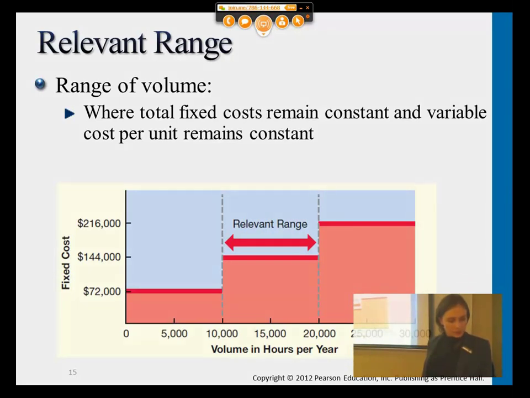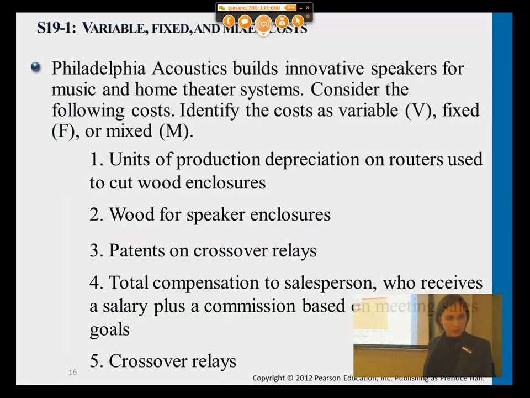Okay, so let's look at the example. I'm going to go over this with you. So I have this Philadelphia Acoustics that builds very interesting and nice speakers for music, home theater systems. So let's consider those costs that are listed below, and let's say which ones are variable, which ones are fixed, and which ones are mixed.